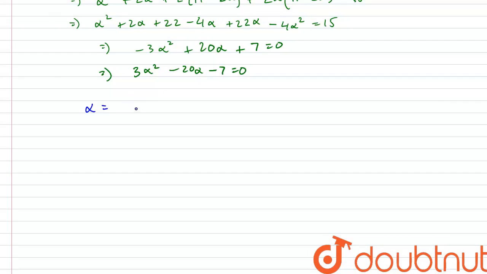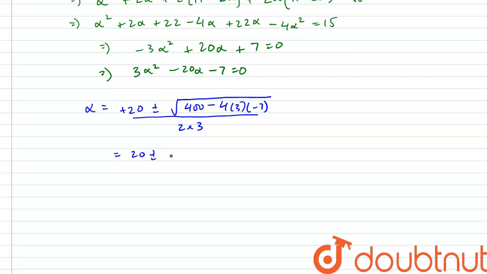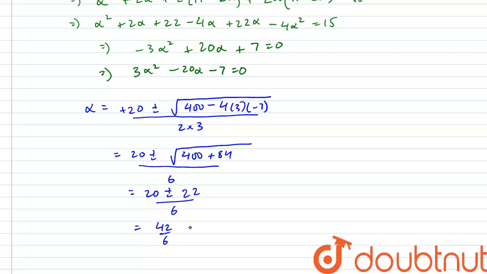So we know that using the quadratic formula, this is equal to minus b, that is plus 20, plus minus under root of b squared minus 4ac, divided by 2a. So that is 400 minus 4 into 3 into minus 7 divided by 2 into 3. So this will be 20 plus minus under root of 400 minus, this will be 12 into 7 is 84. So that will be plus 84 divided by 6. So that is 20 plus minus square root of 484 is 22. So this will be divided by 6. So we will have 42 divided by 6, that is 7, or if the negative sign is there, we'll have minus 2 by 6, so that is minus 1 by 3. So alpha can take these two values.